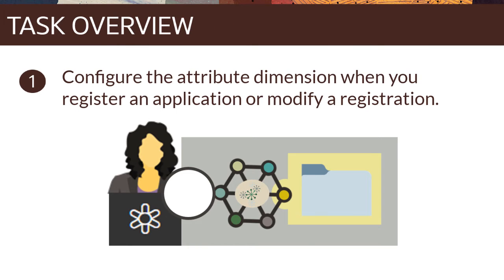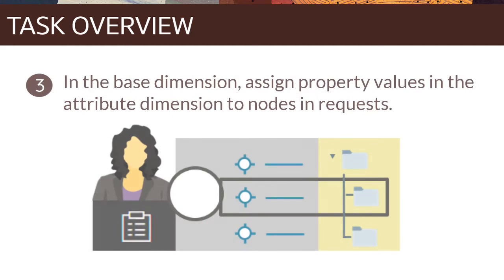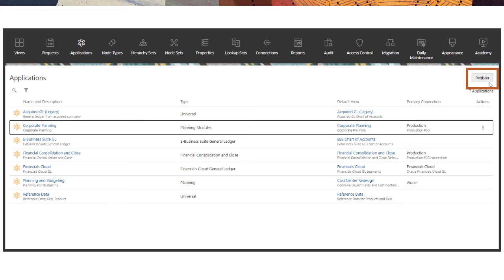You'll perform these basic steps to use attribute dimensions. Configure the attribute dimension when you register a new application, or by modifying an existing registration to add dimensions. In the dedicated viewpoint that's created, import the attribute hierarchy to maintain, or modify the attribute dimension, adding nodes as necessary to define the required structure. Then in the base dimension associated with the attribute dimension, assign property values in the attribute dimension to nodes in requests. To get started, register a new application, or modify an existing registration.